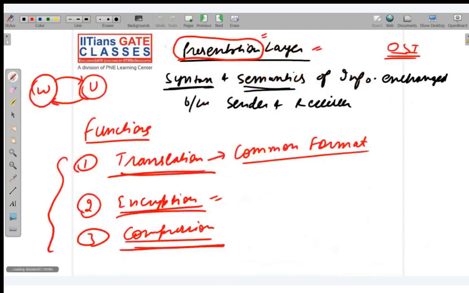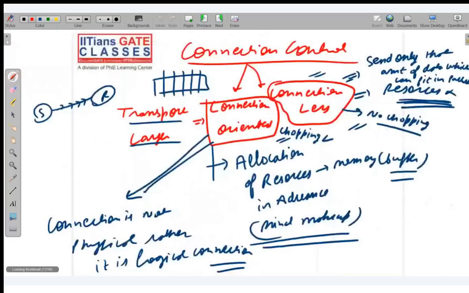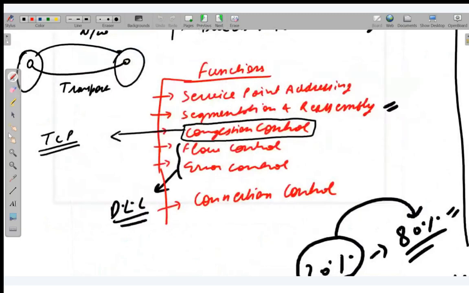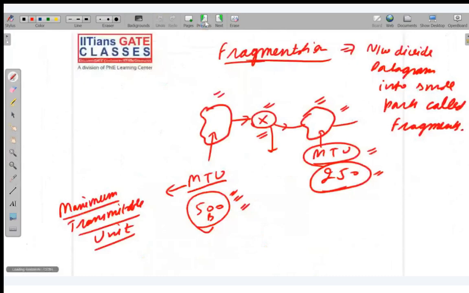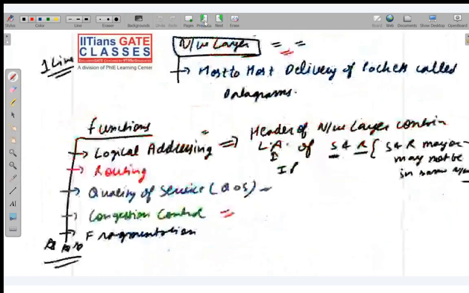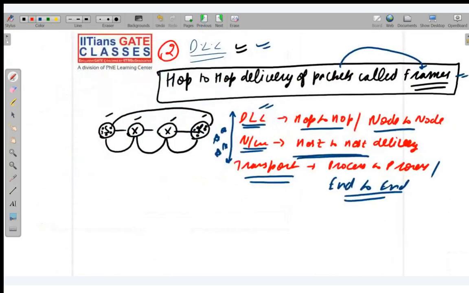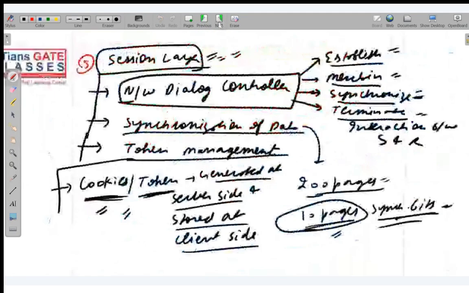Layer number 6, layer number 5, and layer number 4 was the transport layer. Layer number 3 was the network layer. Layer number 2 was your data link layer. And layer number 1, physical, which we have already completed in the previous lecture. So all the 7 layers we have done their functionality. I have given you the idea. So here our OSI model has been completed.